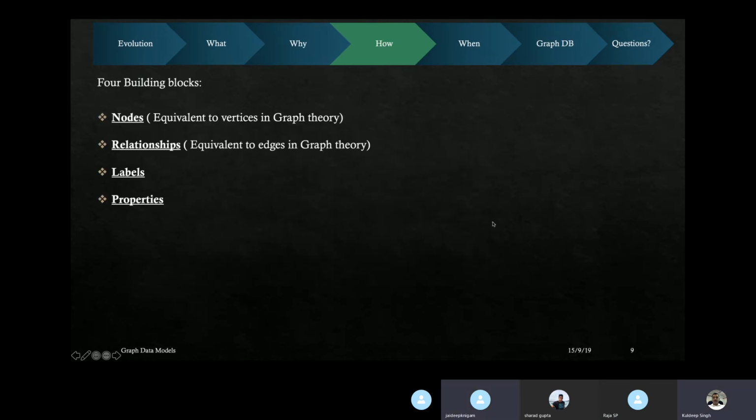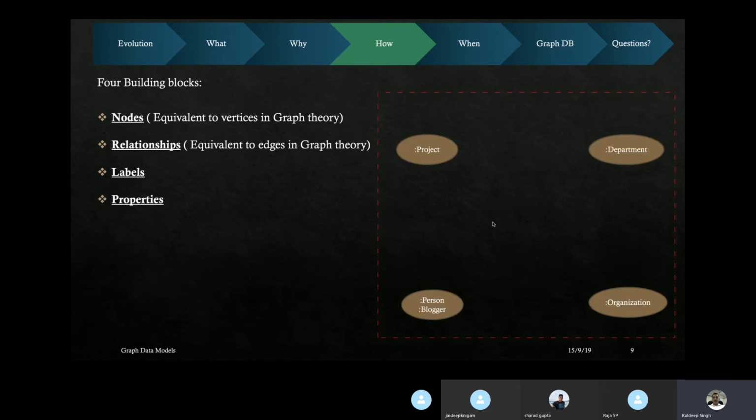Okay, moving on. There are basically four building blocks: nodes, relationships, labels, and properties. As we have discussed, nodes are the real-world entities, which can be represented through a node, and relationships are the connectivity between these two entities. Labels are provided to the node. Each node can have one or more labels, or zero labels also. Nodes can have their own properties, and relationships also can have their own properties.